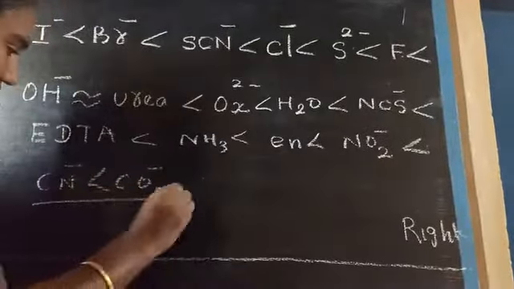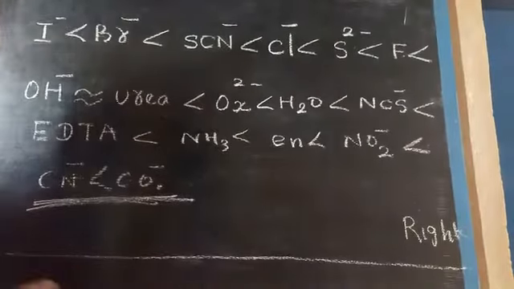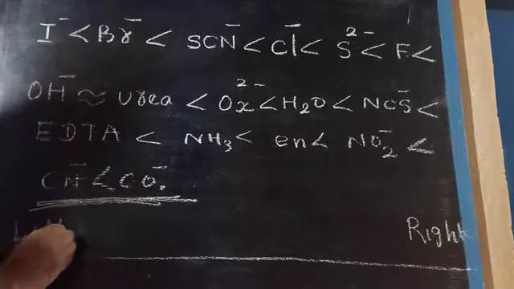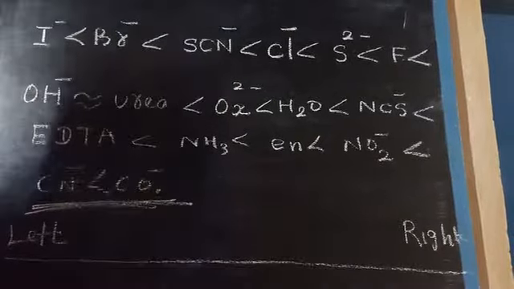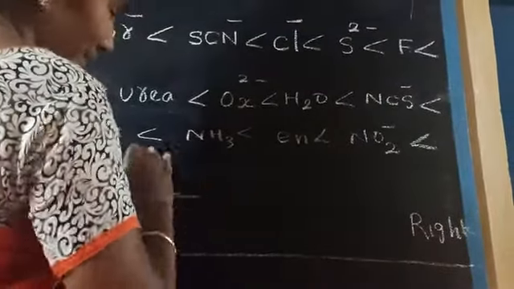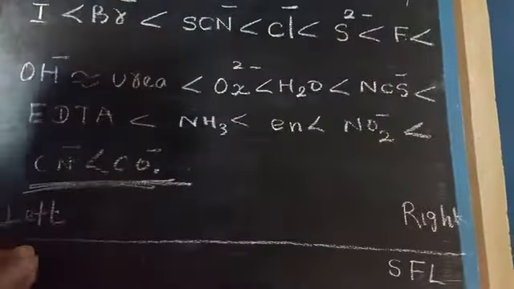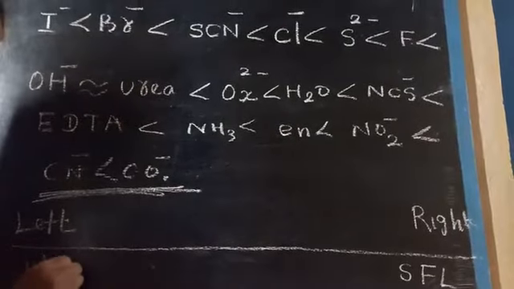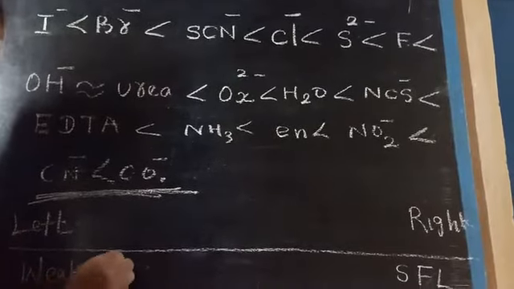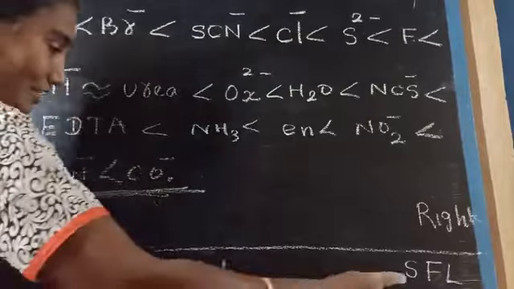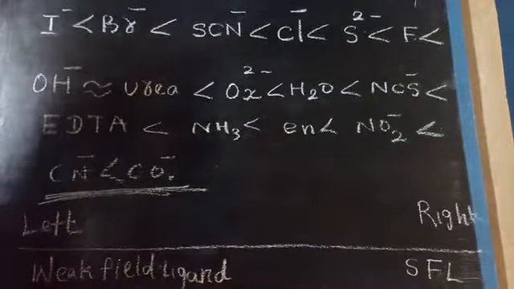So now this CO, CN, right side. Starting I minus, Br minus, this one for left side. This right side ligand are strong field ligand. This one for weak field ligand. This one strong field ligand, this one weak field ligand.